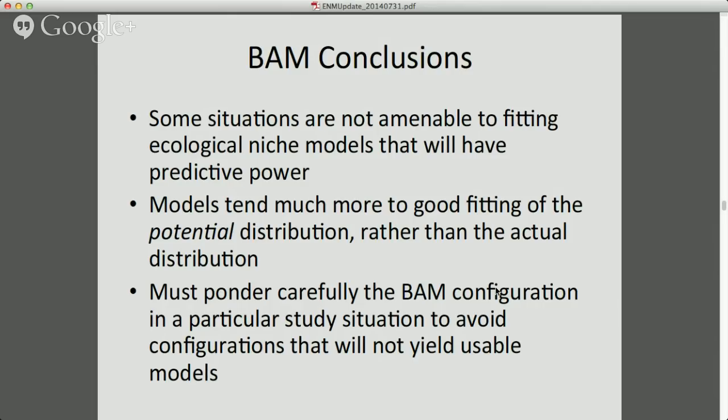So what we conclude is that there are some BAM configurations that simply are not amenable to fitting niche models. I'm not going to go into the bit about fitting potential versus actual distributions, but we really do need to think very carefully about what the BAM configuration is likely to be before we start into a study, because some analyses, some situations simply don't lend themselves to fitting niche models.